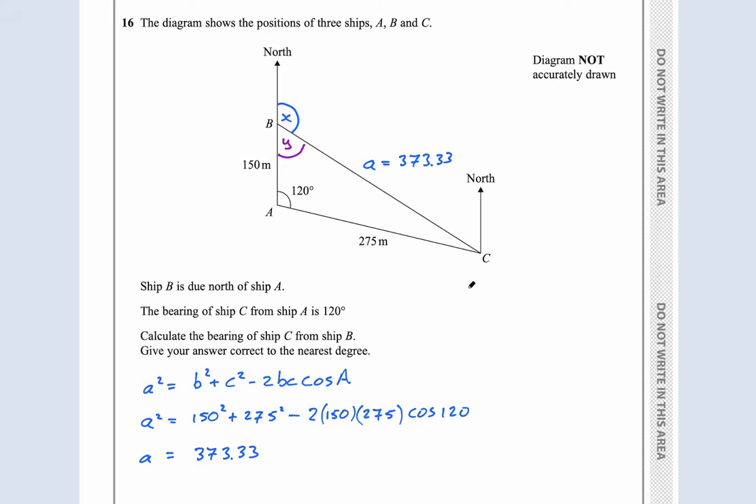of y, I'm just going to write in a different color, guys, because I don't want us to get confused here. So I'm going to say the sine of y, sine y over 275 equals sine 120 over 373.33. That's what the sine rule is. It's sine angle over its opposite side equals sine angle over its opposite side.